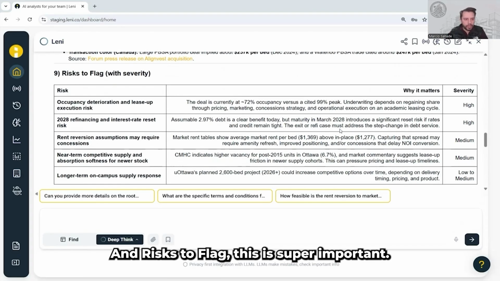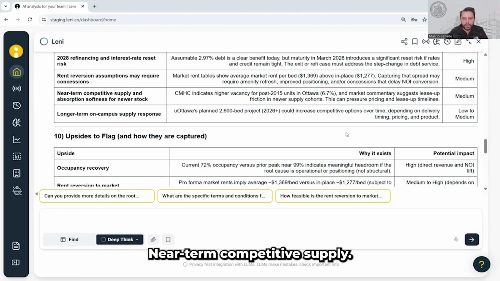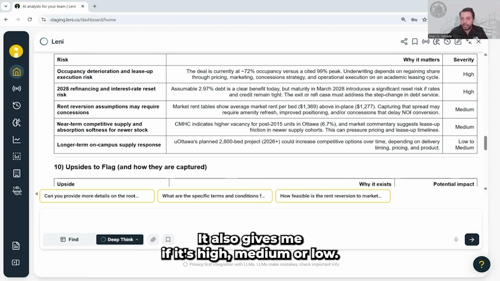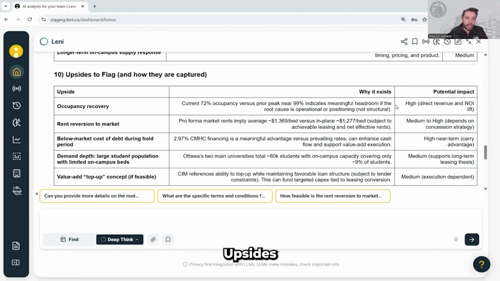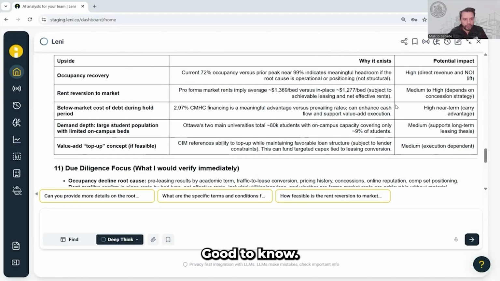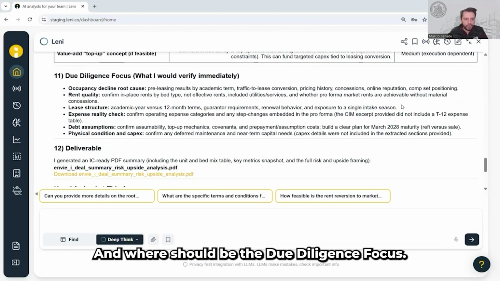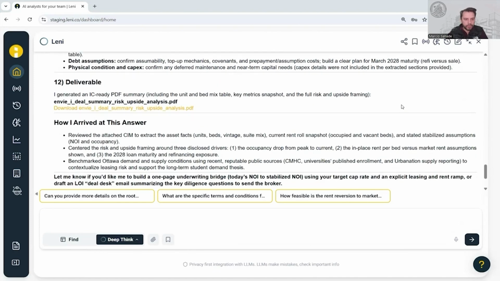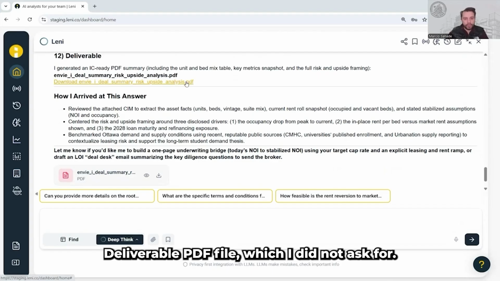This is super important. Refinancing, lease up, rent reversion, near-term competitive supply. It also gives me if it's high, medium, or low. Interesting. Upsides, good to know. And where should be the due diligence focus? That's great. It even gave me a PDF file, which I didn't ask for.